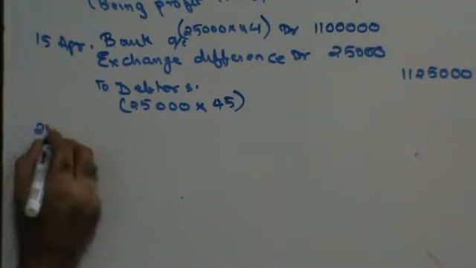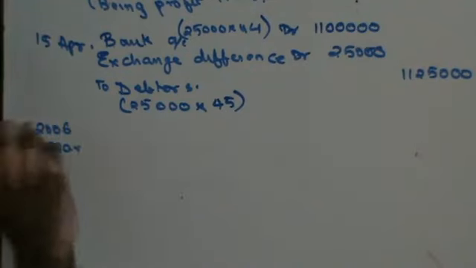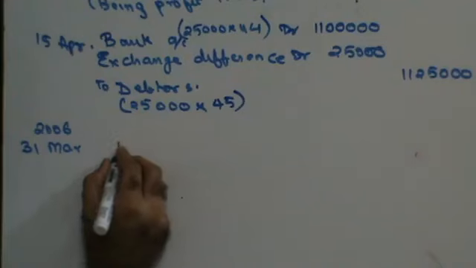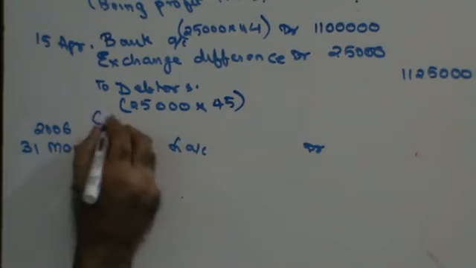2006, 31st March. Transfer the loss to P&L. So in that case, this will be P&L account debit. So it will be payment received.